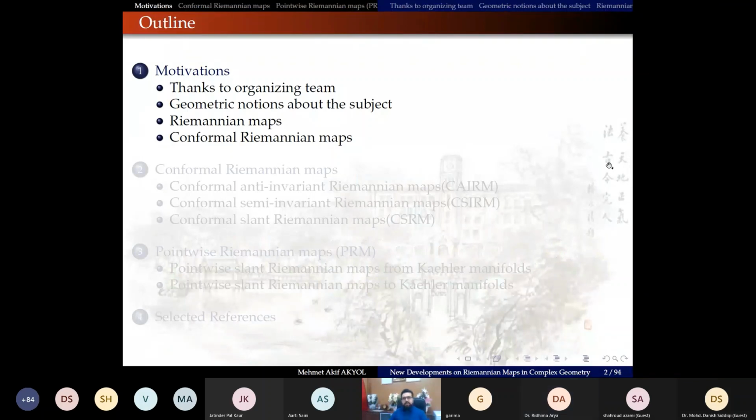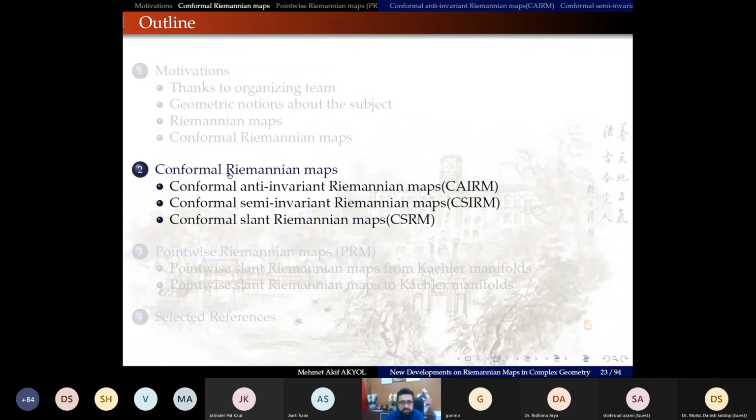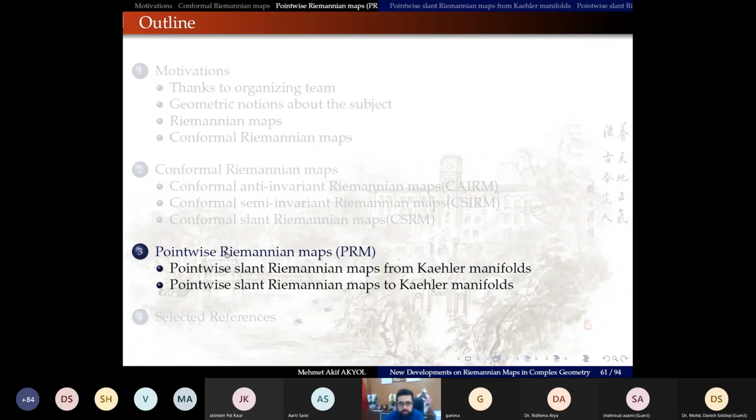My talk will consist of three sections. Actually, the main sections are two and three. The first section is motivations for the topics, the second one is conformal Riemannian maps, and the third one is pointwise Riemannian maps. And after that, some references on the topics.